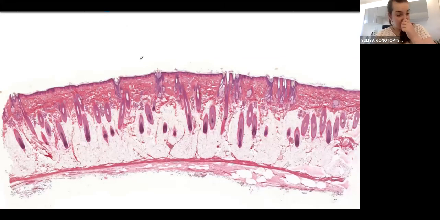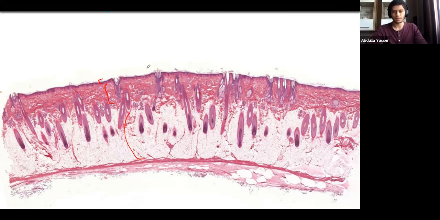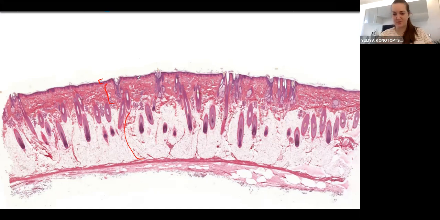And the last slide for today is going to be your scalp, okay? So in this area, your skin has three layers: epidermis, dermis, and hypodermis, right? Those are the three layers of your skin. Without looking at the epidermis, you can say this is definitely thin skin. How do you know? Stratum corneum is very small. Without looking at the epidermis, how do you know this is thin skin?